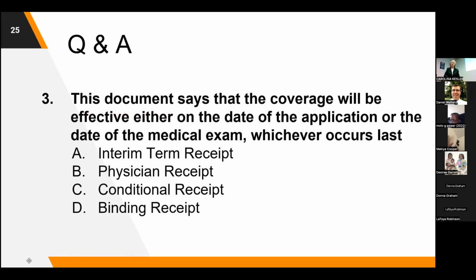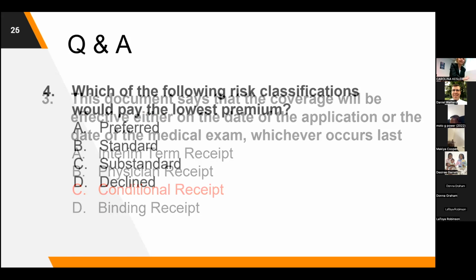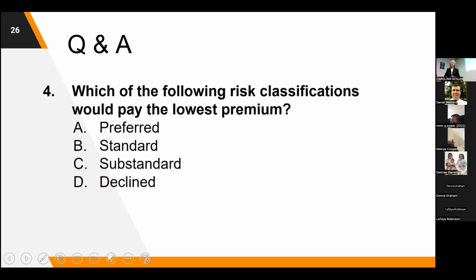This document says that the coverage will be effective either on the date of the application or the date of the medical exam, whichever occurs last. What is that? Good job. Conditional receipt. Which of the following risk classifications would pay the lowest premium? Preferred, standard, substandard, or declined? Good job. Yes. Preferred is the lowest.